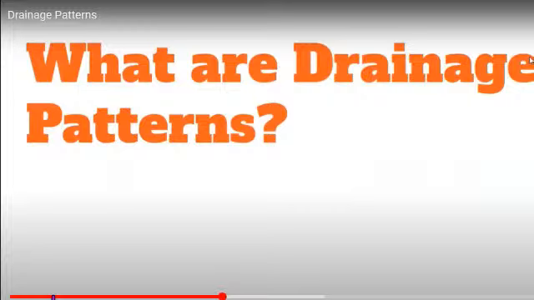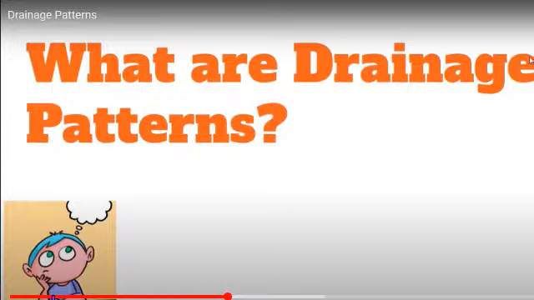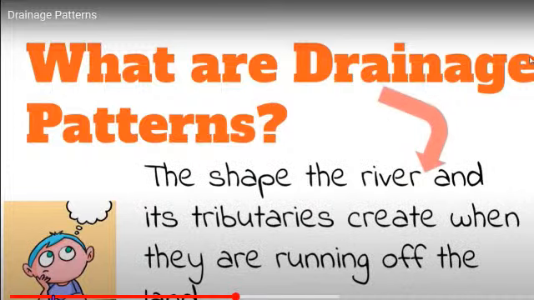What are drainage patterns? When we think about it as well, patterns would be a shape. So we are looking at the pattern or the shape that the river and its tributaries create when they are running off the land. The pattern is usually formed as a result of the structure of the rocks that are in that specific drainage basin. Today we will be looking at 3 types of drainage patterns. Those are radial, dendritic, and trellis pattern.